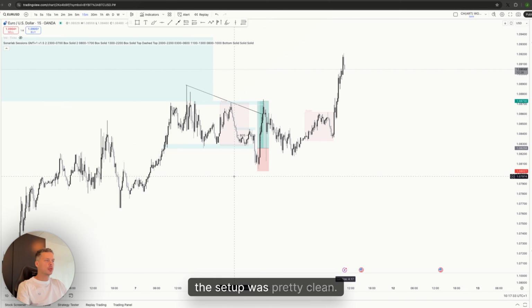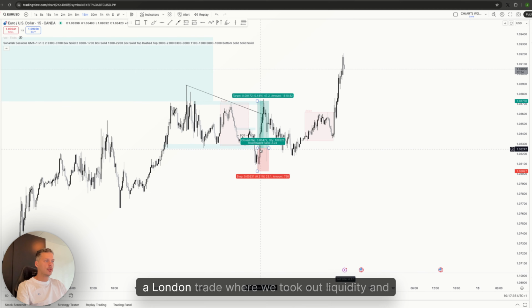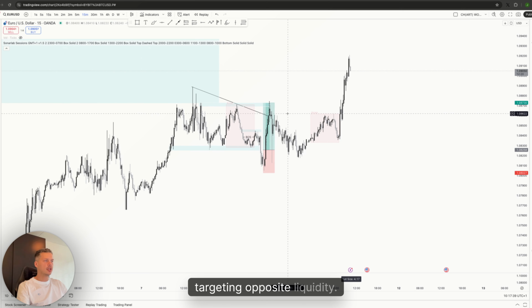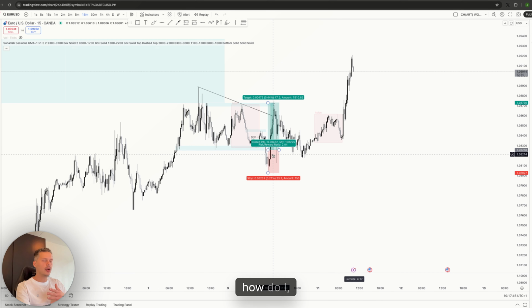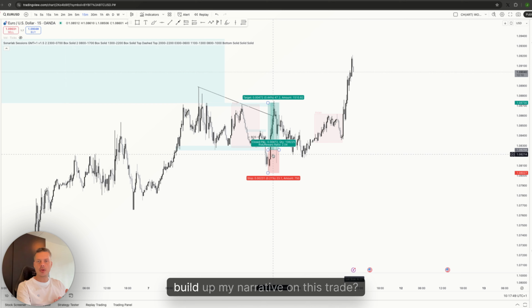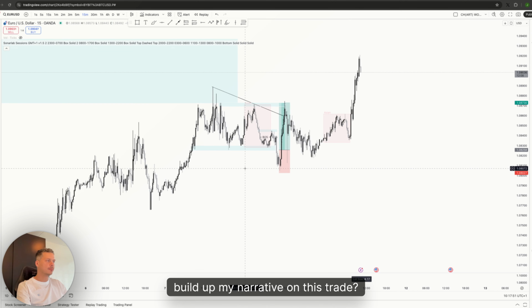All right, the setup was pretty clean. It was a London trade where we took out liquidity and targeting opposite liquidity. But what was the build-up of my trade? What was my analysis? How do I build up my case, build up my narrative on this trade?